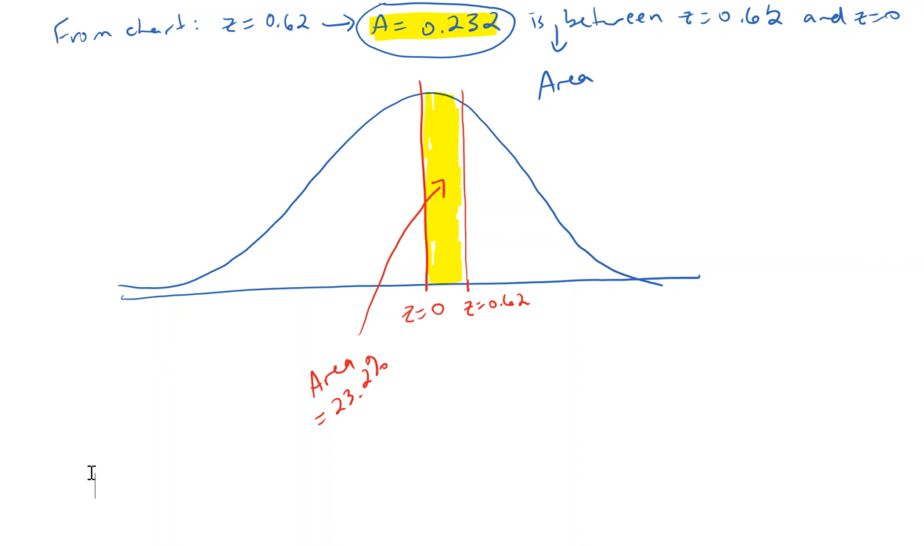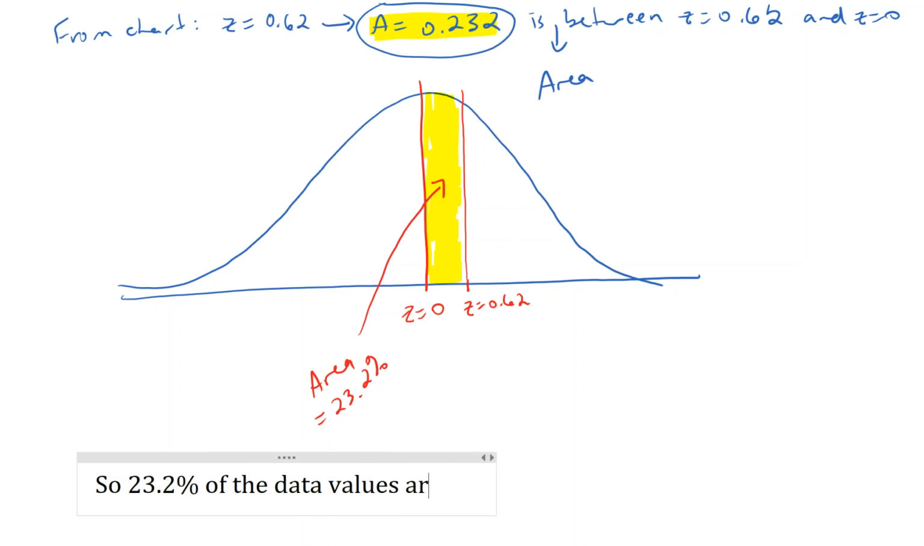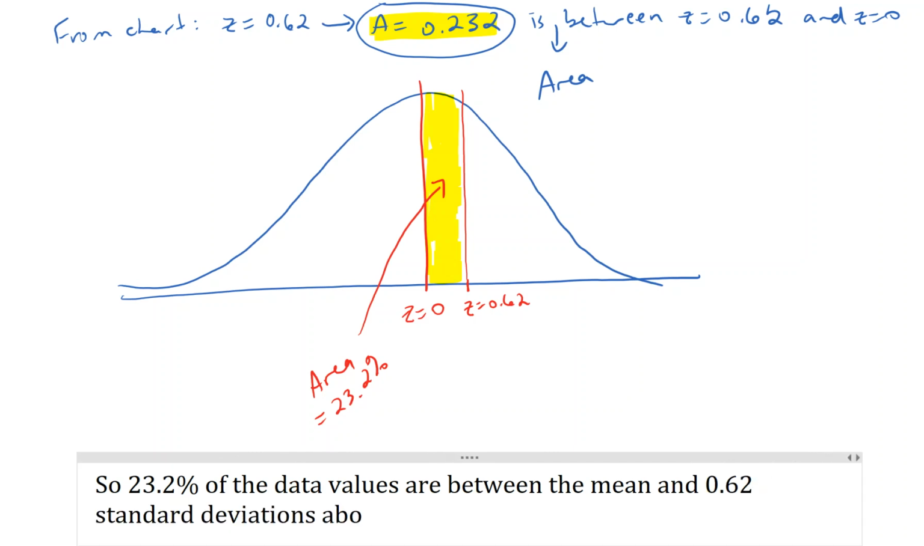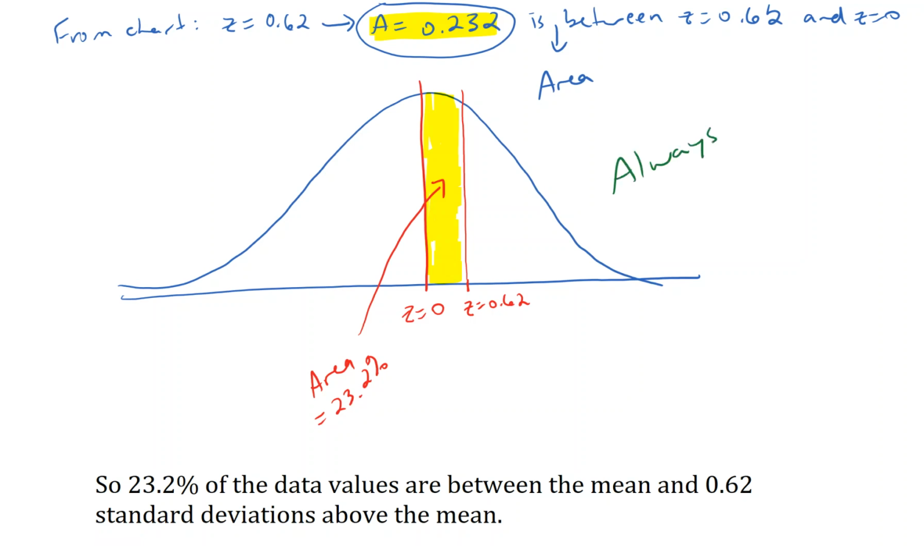Let me type that. 23.2% of the data values are between the mean and 0.62 standard deviations above the mean. So that's what this means. That's what the chart tells us. Always measure to the mean. That's what people forget. Always measure area to the mean.